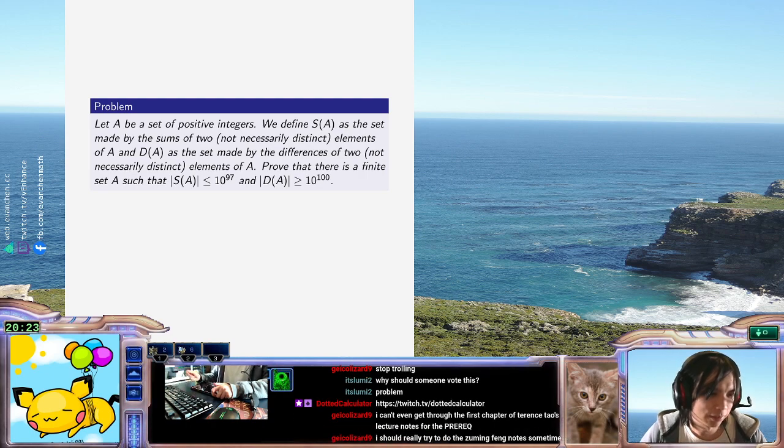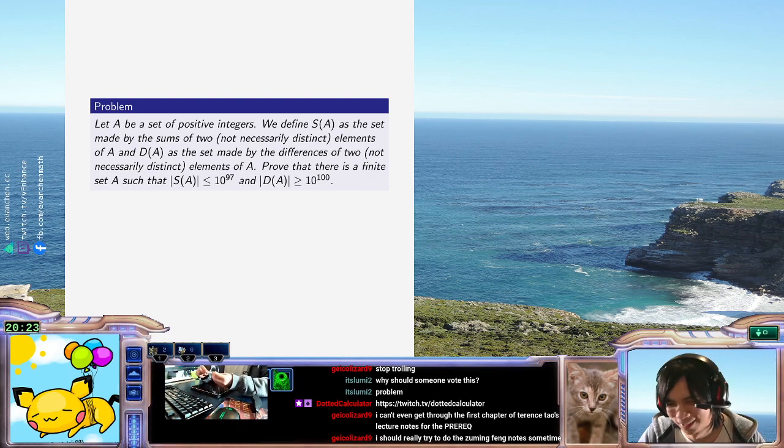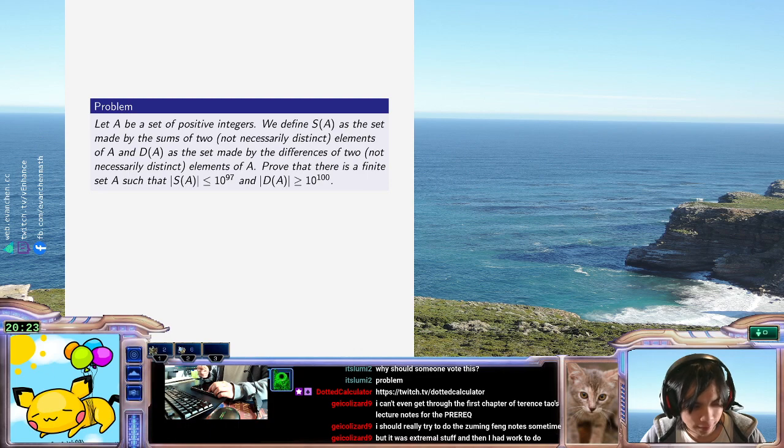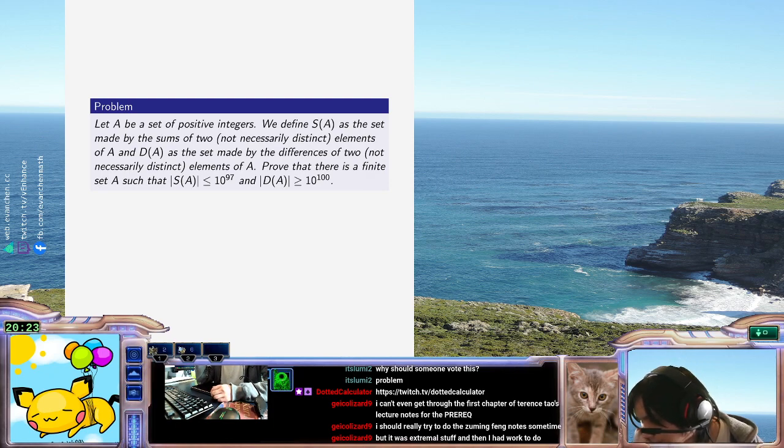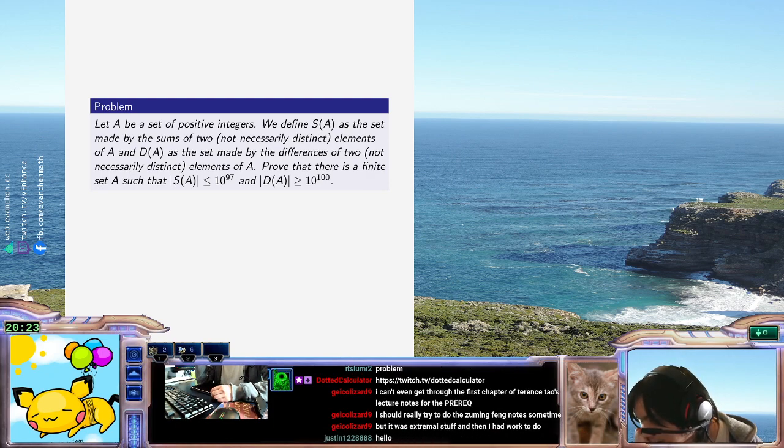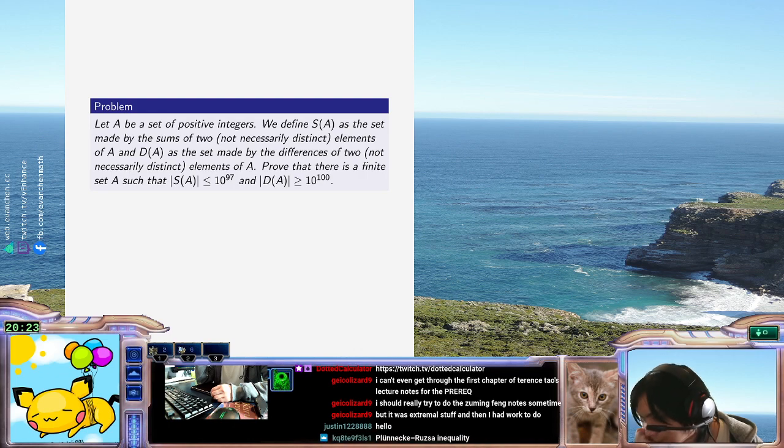Yeah, I basically understood nothing in the additive combo class after like the first 3 weeks. It's just that I'm never doing that area of math ever again. Okay, I'll come back, so here we are.